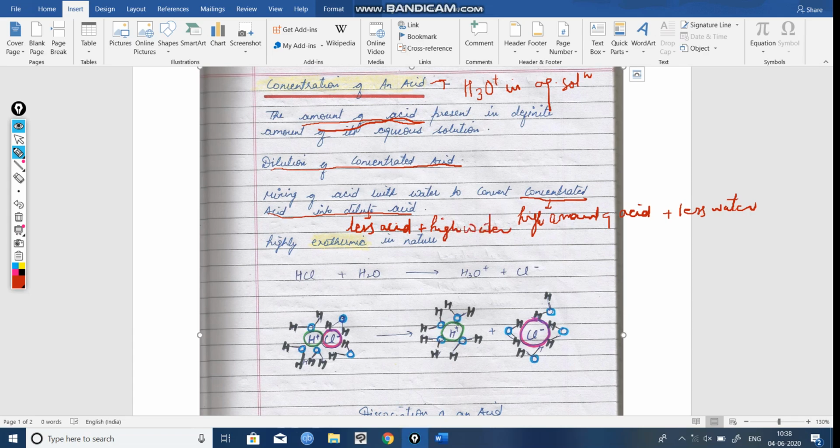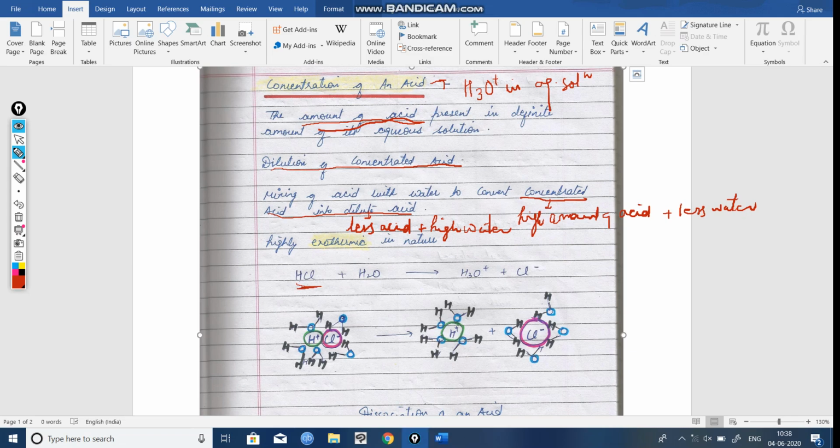So simply, how can we convert? By addition of water. But what happens when water is added to acid? What is the correct method to convert a concentrated acid into dilute acid? Addition of water to acid, or addition of acid to water? First, dilution is a highly exothermic process. What happens when this acid dissolves in water?